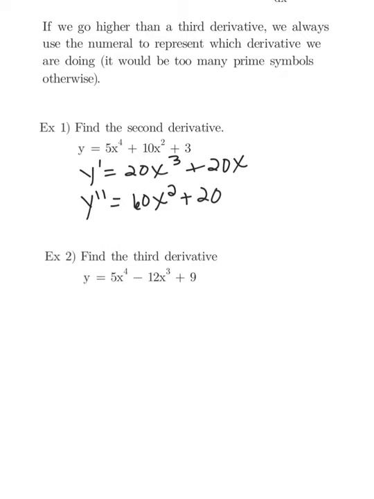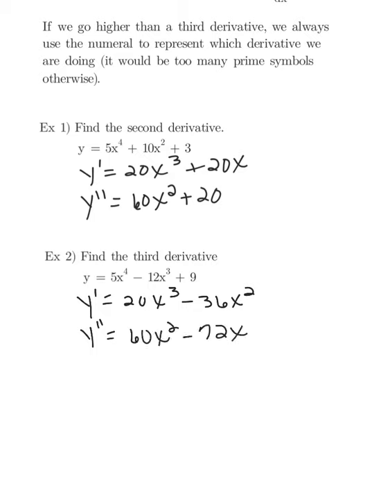On example 2, we want to find the third derivative. Our first derivative would be 20x to the third minus 36x squared. Our second derivative would be 60x squared minus 72x. And our third derivative would be 120x minus 72.